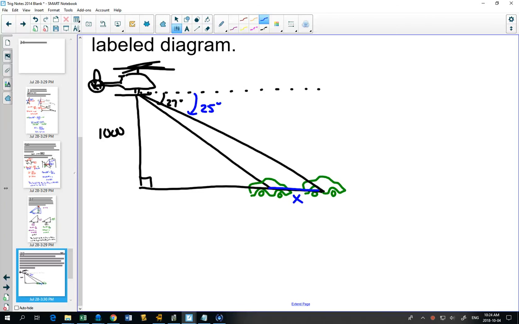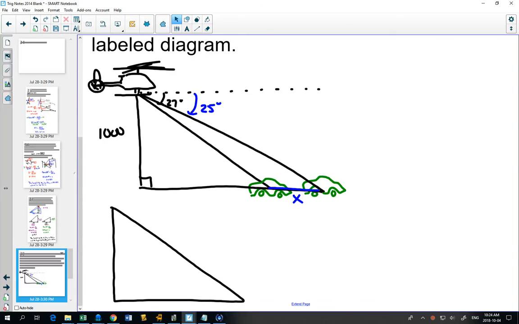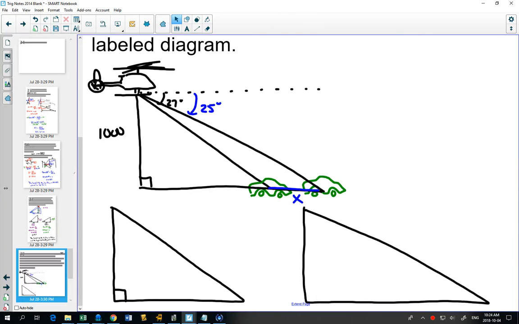Notice that the length x is not part of any right angle triangle. So what's helpful in these cases, and what we did last time, is we took both of our right angle triangles. Here is one right angle triangle. We take it, we redraw it, put it down there. And our second right angle triangle is the big one. So I'm going to take that one, redraw it, and put it over here. We know that this is 1,000 meters on both of them.